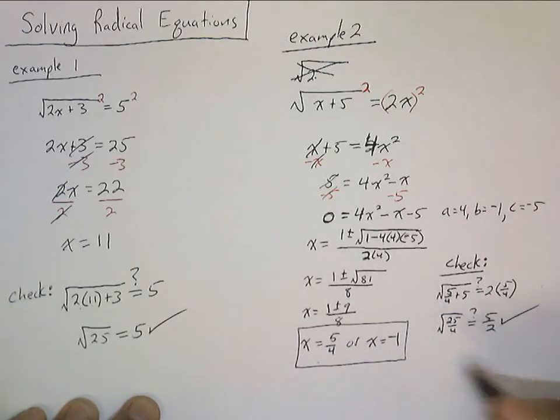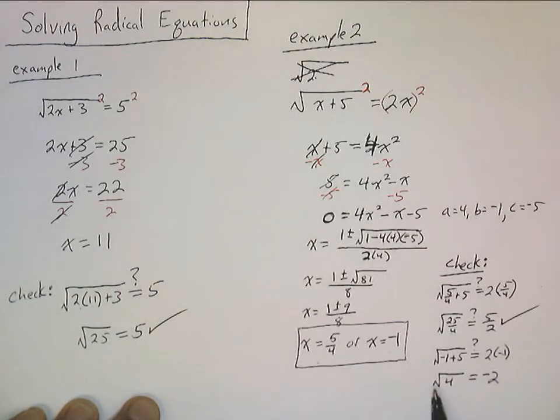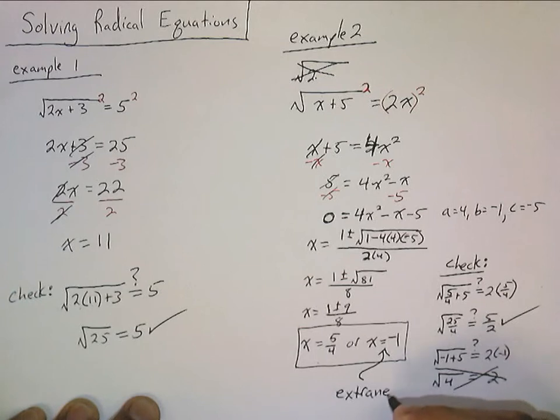And let's check the other one, the negative 1. So is it true that the square root of negative 1 plus 5 is actually equal to 2 times negative 1? And so negative 1 plus 5 is, of course, 4. Is it true that the square root of 4 is equal to 2 times negative 1, which is negative 2? And oops, no it's not. Look at this, we're talking about the positive square root of 4, which is 2, not negative 2. So that one doesn't actually work. So what that means is that this solution is what we call extraneous.